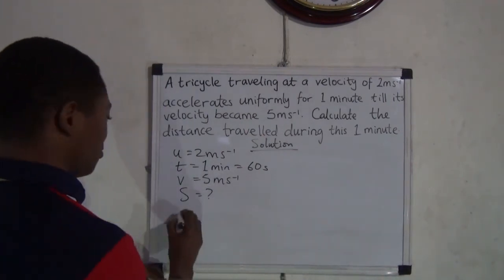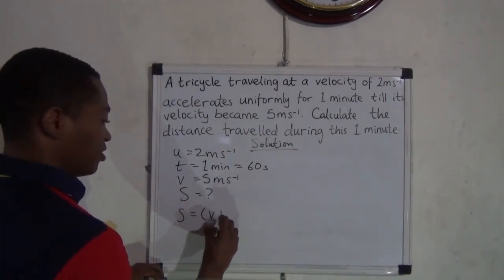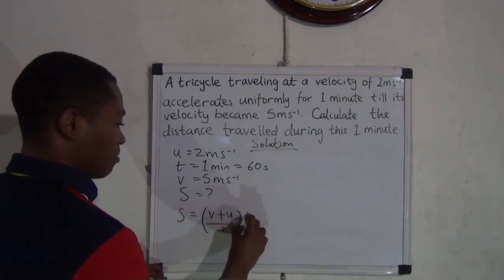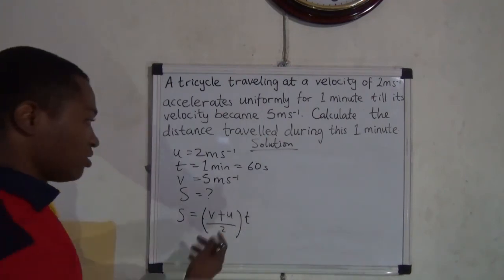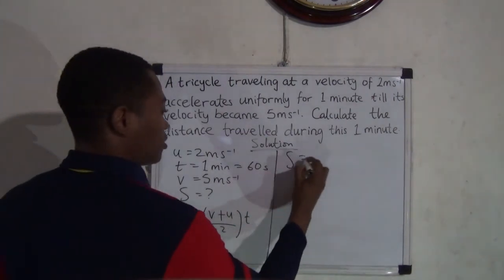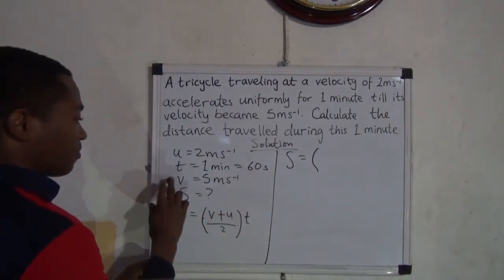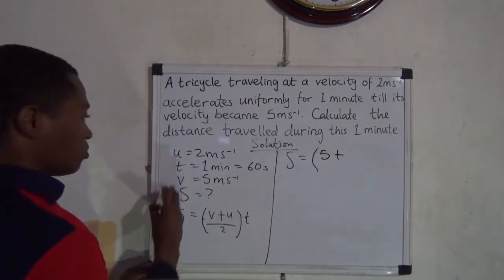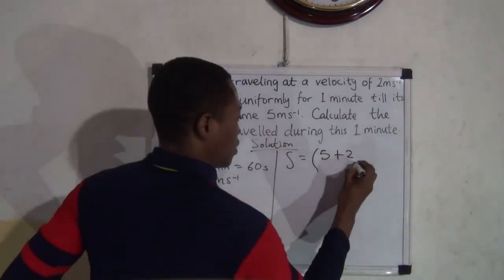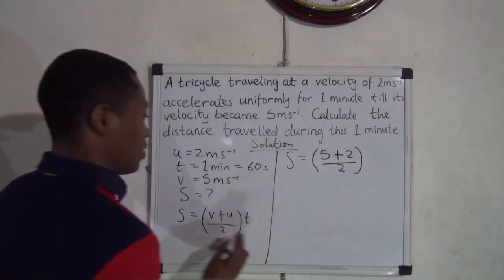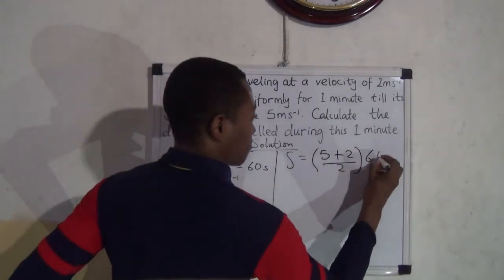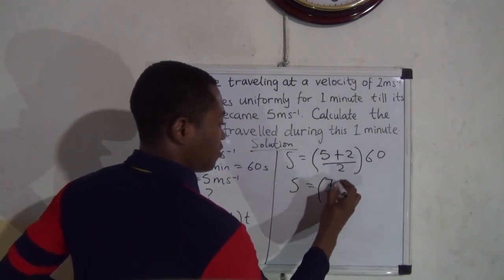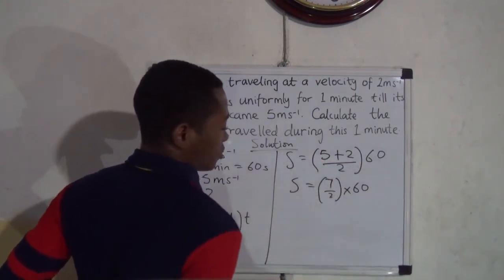So we just directly use the formula. s is equal to final velocity plus initial velocity divided by 2, I will multiply by the time. Now let's substitute. s is equal to, what's our v? 5 meters per second. We have 5 plus our u. Our u is 2, divided by 2, multiplied by our t. Our t is 60. So s is equal to 5 plus 2 is 7, 7 divided by 2 multiplied by 60.